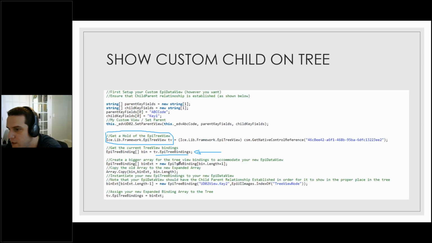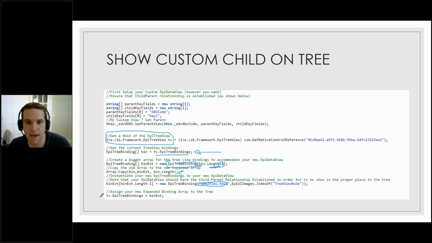Okay, so if you look at the code here, I'm making a new tree binding that is going to be the length of the original plus 1. So I'm adding one more item to my tree binding. Then I'm copying that binding array to make sure that I keep my original one. But now I have an extra space in it. And so in that last spot, I'm going to add a binding to UDO2 in this case, which would allow it to show up on the grid.